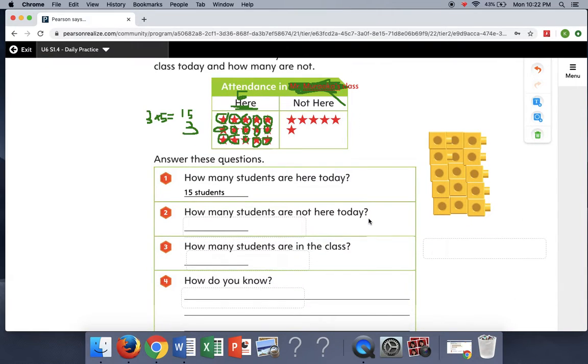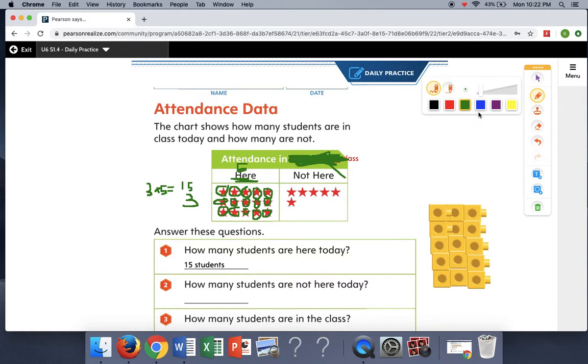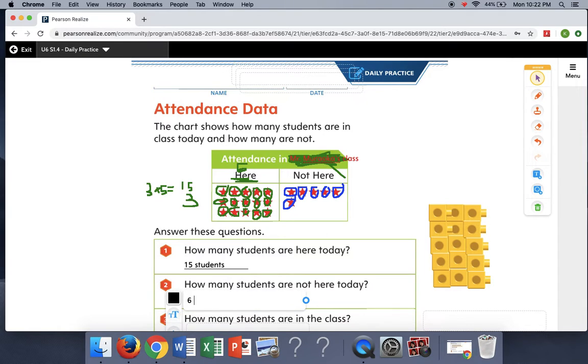Number 2, how many students are not here today? Well, let's look at the graph again, and I'm going to use blue this time for color coding. Let's see how many students are not here in Mr. Morocco's class. Ready? Let's count. 1, 2, 3, 4, 5, 6. 6 students. Great job. So there are 6 students who are not here today.